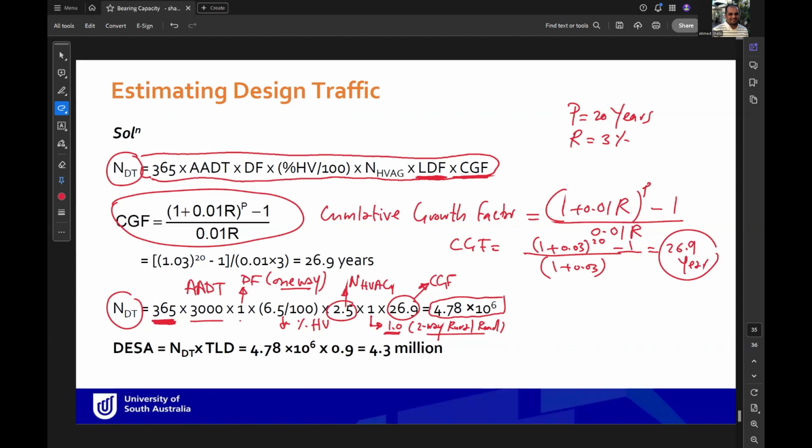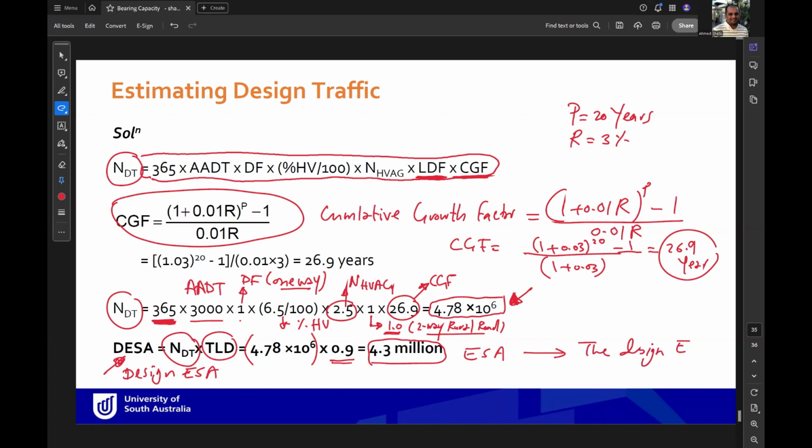This is the design traffic, and the design ESA, or DESA, is equal to NDT times TLD. So it will be 4.78 times 10 to the power 6 times 0.9, equal to 4.3 million ESA. So this is the design ESA for this route, the pavement traffic design.